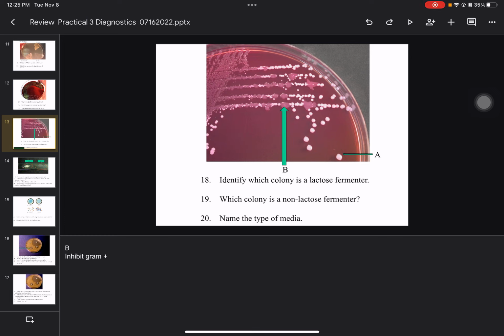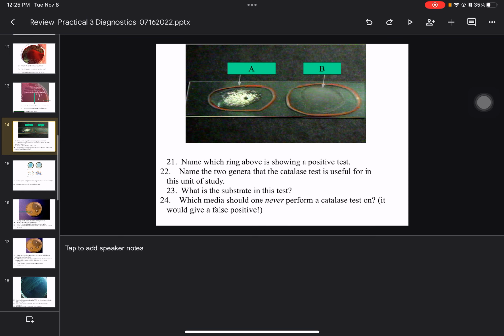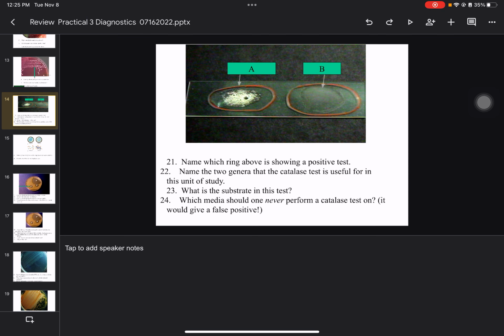All right, now, what's the principal substrate of McConkey? Lactose. True or false, gram-positive organisms will grow on McConkey? False. Oh, catalase, look here. A or B, which one represents Staphylococcus? A. Micrococcus? A. Enterococcus? B. Streptococcus? B.